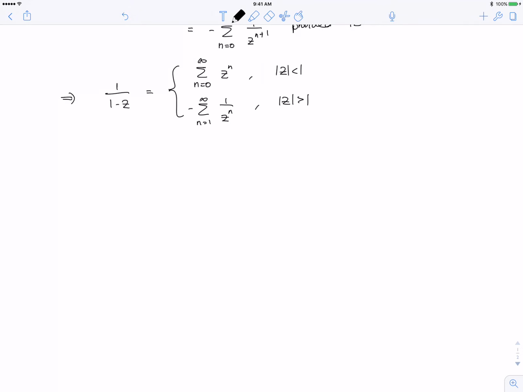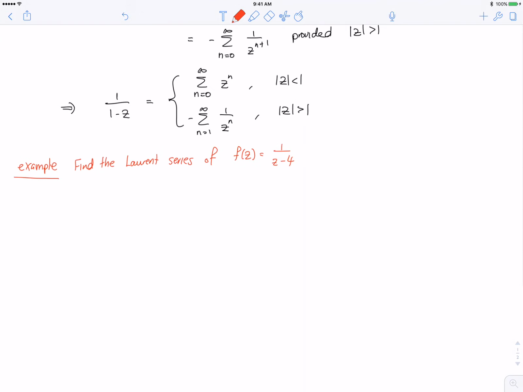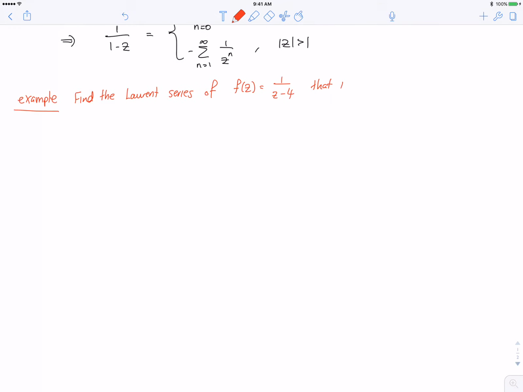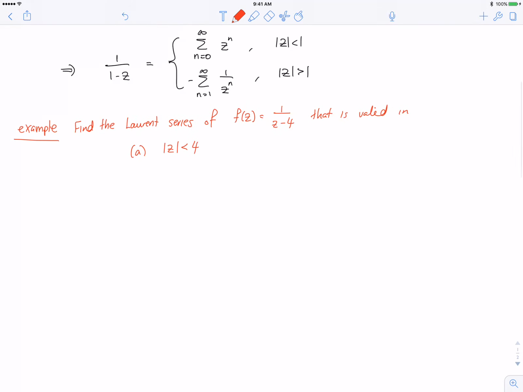So let's have a look at an example. What I'm going to do is find the Laurent series of f of z equals 1 over z minus 4. Sorry about that. And I'm going to consider two different regions. In part A, I'm going to consider the region when the modulus of z is less than 4. In part B, I'm going to consider the region when the modulus of z is greater than 4. Okay, so let's see how we would do this using the results I derived.